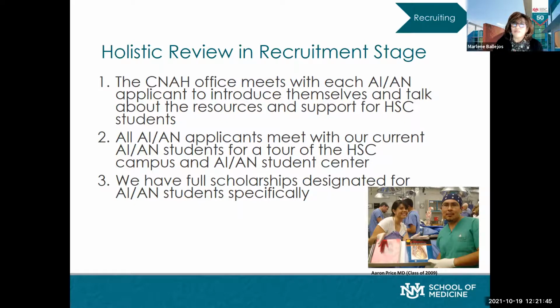So they all have badge access, and they have access to computers and printers, lots of different material. They have a fridge in there and a sofa, so they take their lunch and they meet in there. So that's just an additional resource and support that we offer. And then we also have full scholarships designated for American Indian Alaska Native students. Many of them are endowed scholarships, but this is one thing that we use for recruitment as well.